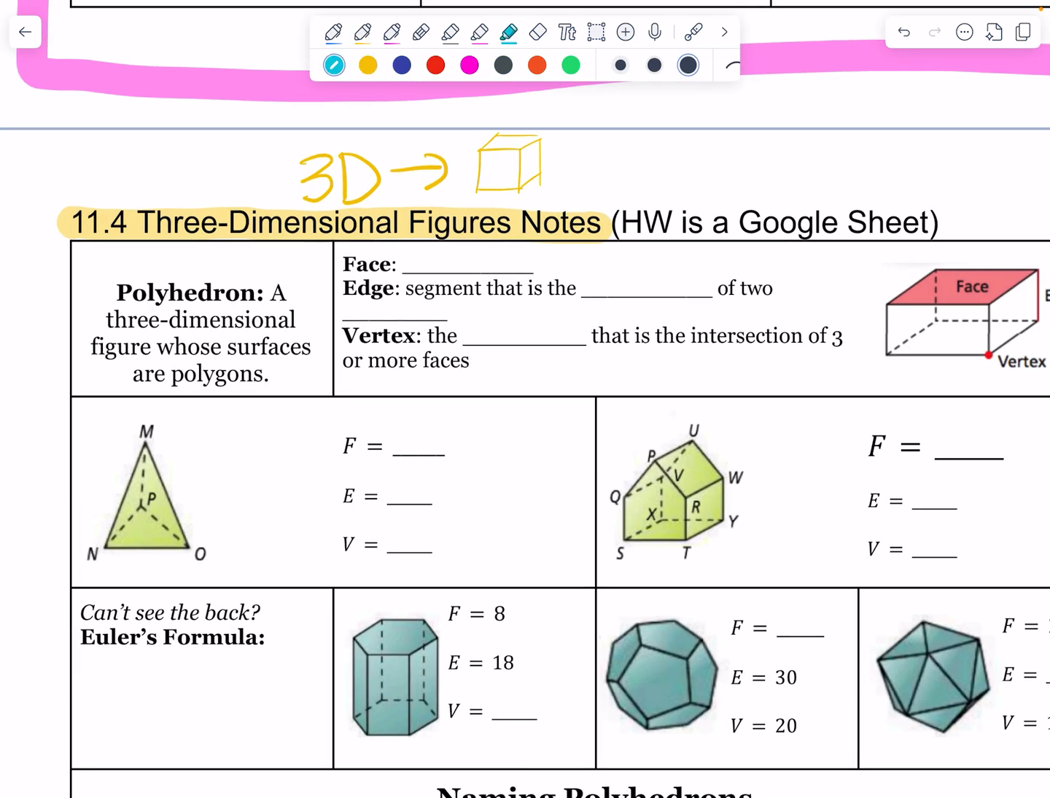Our homework is going to be a Google Sheet. Miss Mayhew is fabulous. She made you all a Google Sheet that whenever you put in the right answer for your homework, it turns green. There's some conditional formatting so that whenever you put in the wrong answer, I believe it turns red. So we want those turning green, and that's a really good way to self-check.